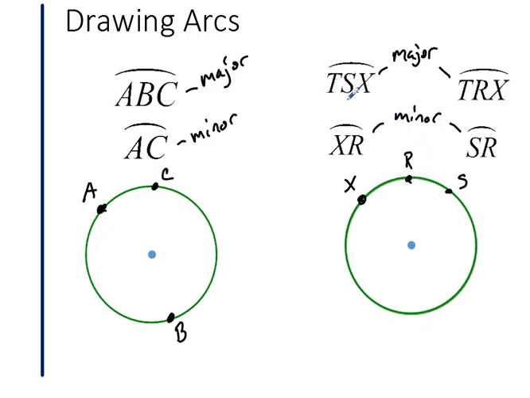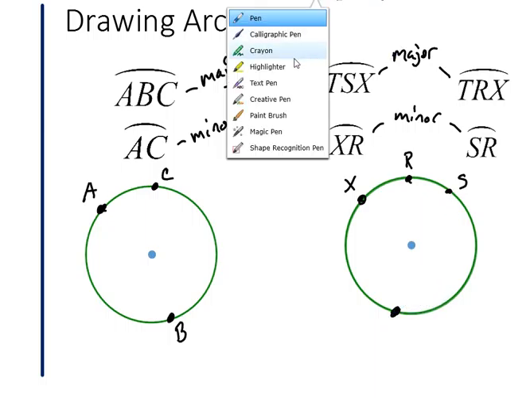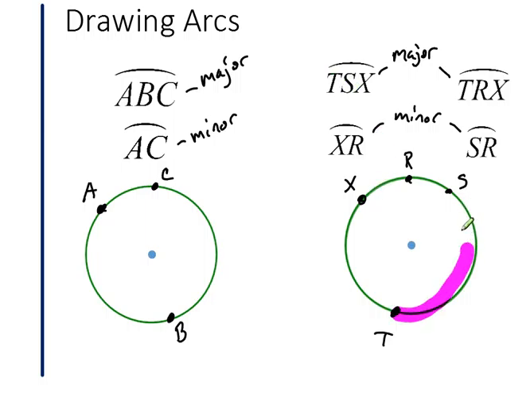TSX or XST. Traveling from X, I go to S, and then I end at T. But if I place T anywhere in this section of the circle, it won't be more than 180 degrees. So let's make sure I travel and place it maybe here. Now I know that if I were to travel from T around to S to X, I have gone more than 180 degrees. Let's also check to make sure that TRX is also working. T traveling around going through R before ending at X is also more than 180 degrees. This looks like a good example of our major and minor arcs.